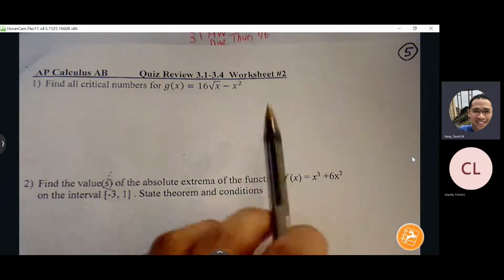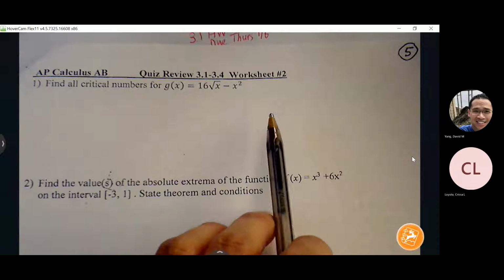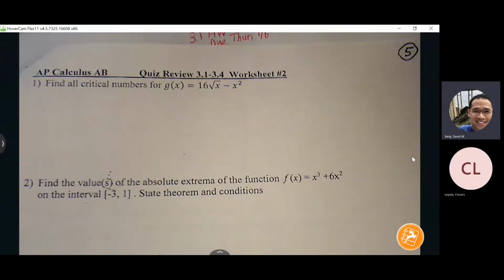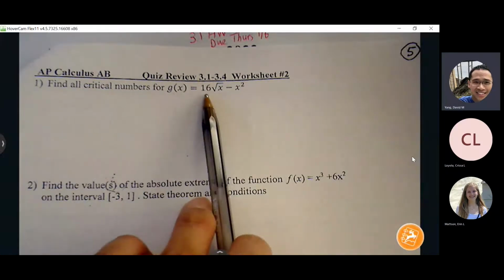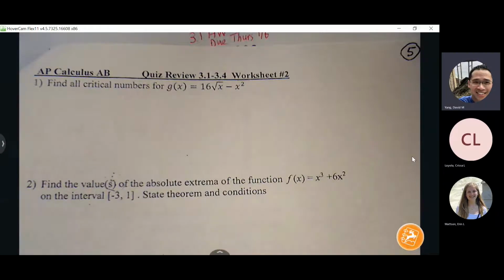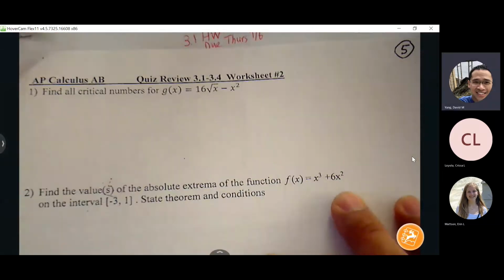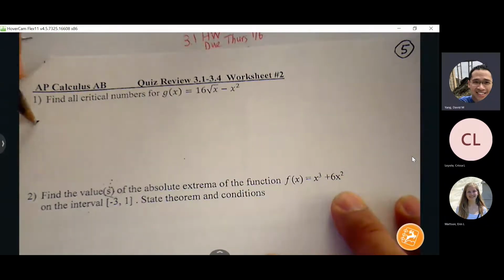Okay, so we're on page 5 of worksheet 2, quiz review. Okay, so number 1, find all critical numbers. So all we're doing here is finding the derivative and then setting the numerator and denominator of the derivative equal to 0. We may need to find common denominators, but we'll get to that when we deal with it.